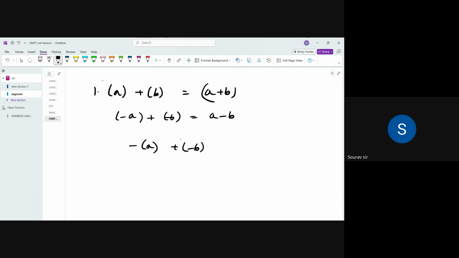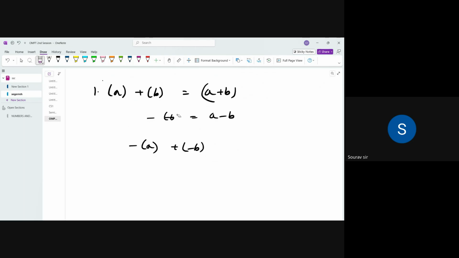So if there is a minus in front of one number and a plus in front of another, say here it is minus, here it is plus. So plus minus, it will become a minus b. Okay, minus a plus b. Then what will happen?